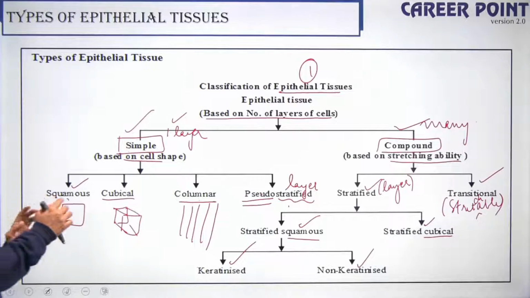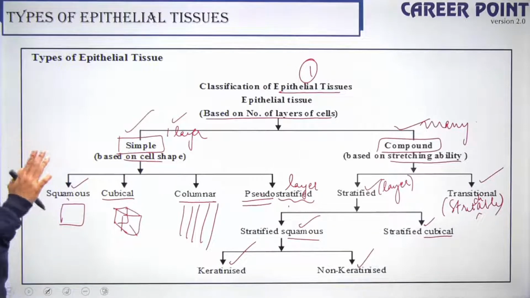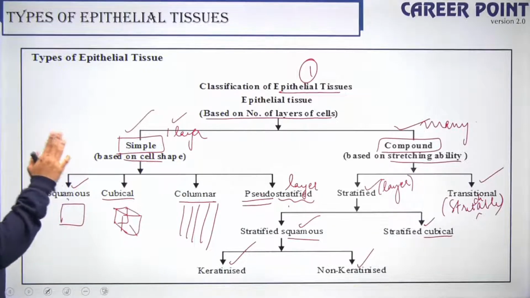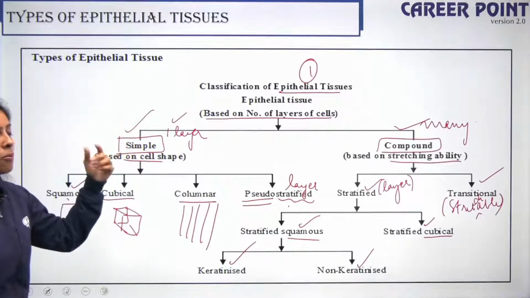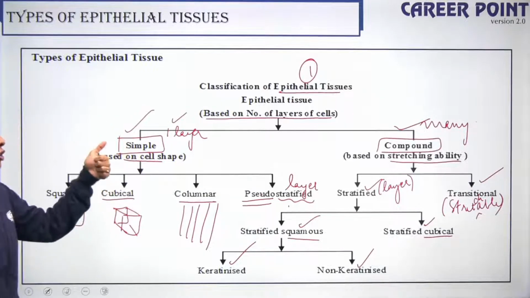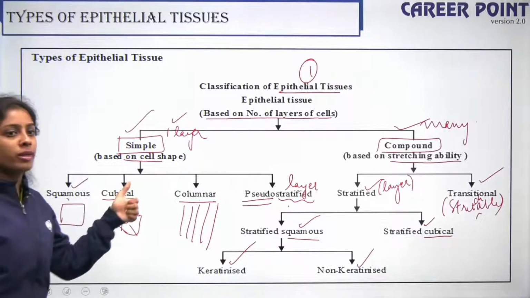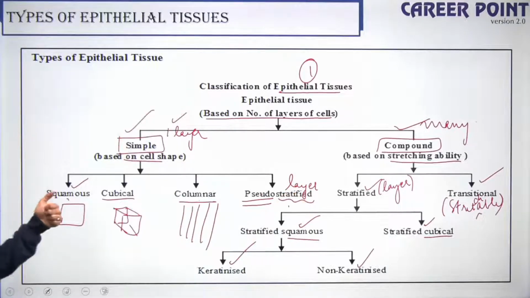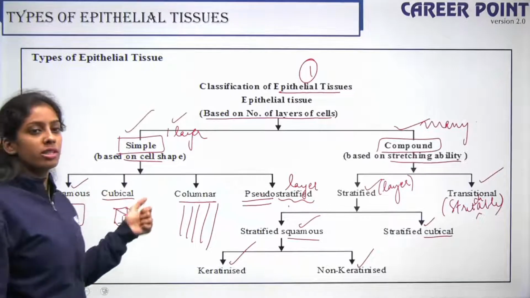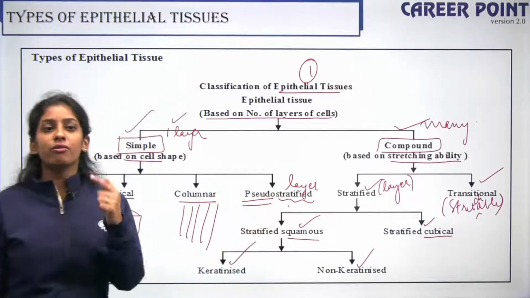Okay. So once again, for one last time, I'll repeat the classification of the epithelial tissues. Epithelial tissue is divided into simple and compound based on the number of layers. Simple means it has a single layer. Compound means it has many layers. Simple, based on the shape, is further classified into four types: squamous, cubical, columnar and pseudo-stratified. Squamous is the tile shape, cubical is the cuboidal shape, columnar is elongated cells, and pseudo-stratified is false layers. It is just giving a false appearance.